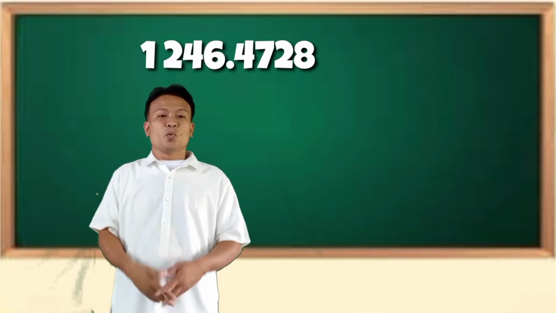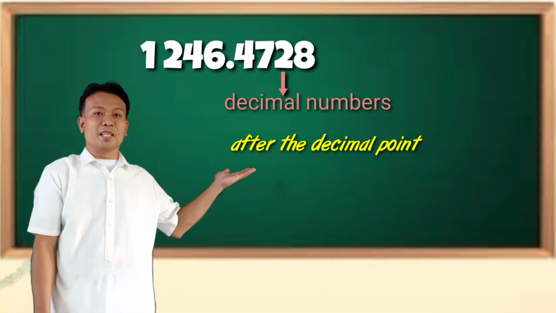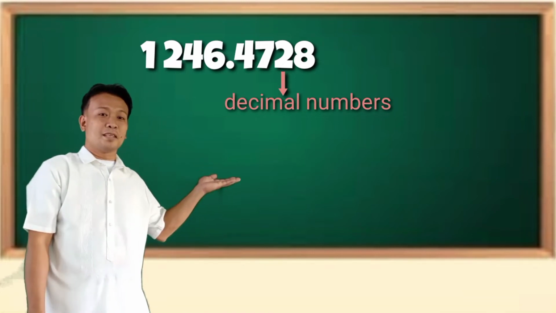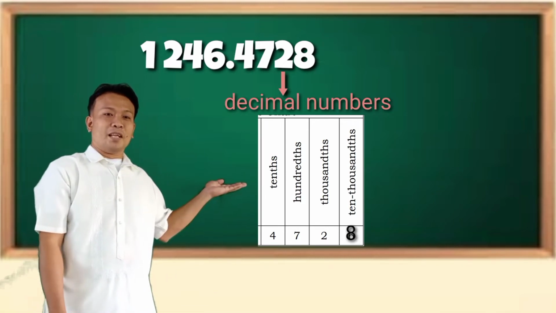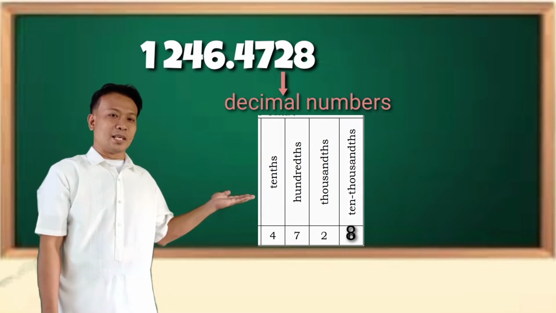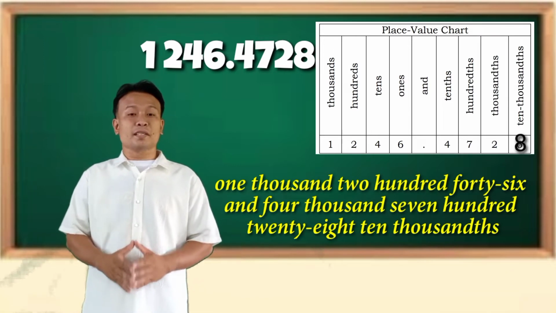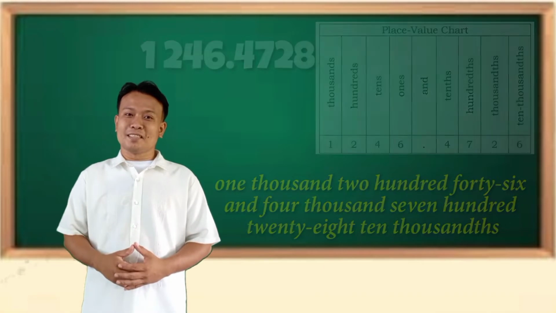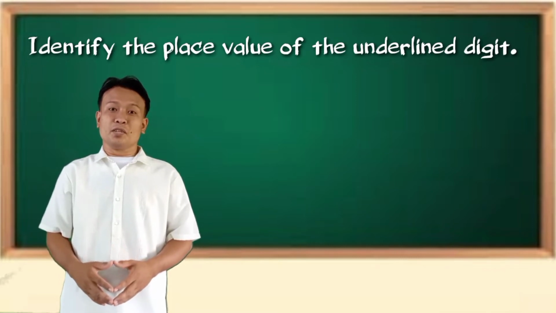We will now proceed with the decimal numbers, or the numbers found after the decimal point. For decimal numbers, we will start with tenths. The place value of 4 is tenths. 7 hundredths, 2 thousandths, and 8 ten thousandths. We will now read it as 1,246 and 4,728 ten thousandths.